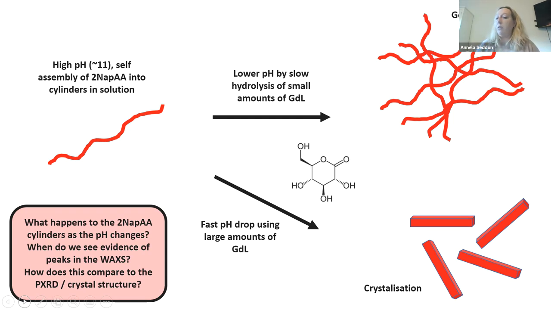When do we see evidence of crystallization? At what point does this occur? And how does this compare, if at all, with either the powder X-ray diffraction or the crystal structure that we get out? So can we use those to predict the structure of the gel?